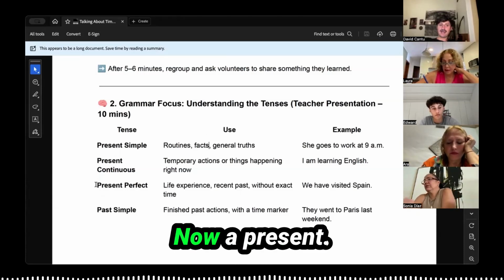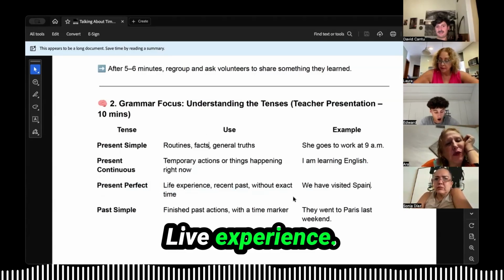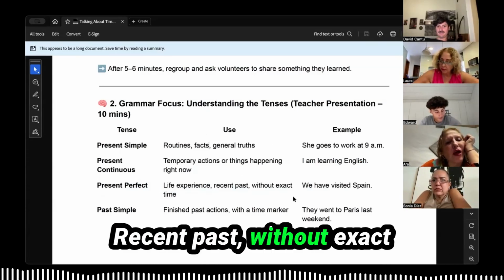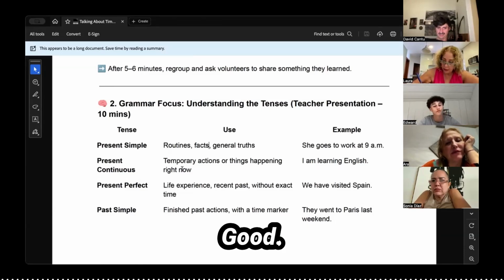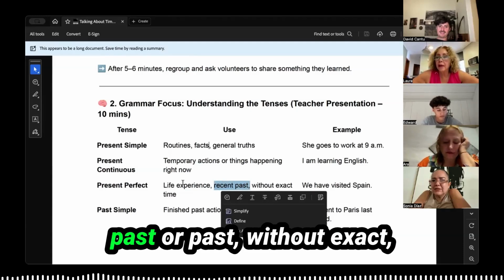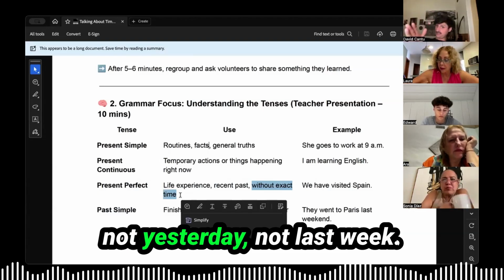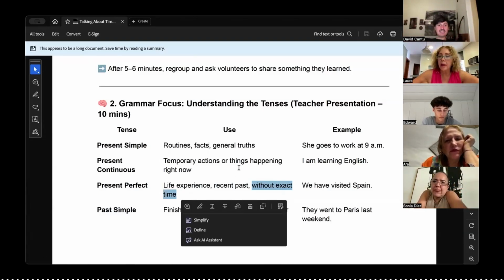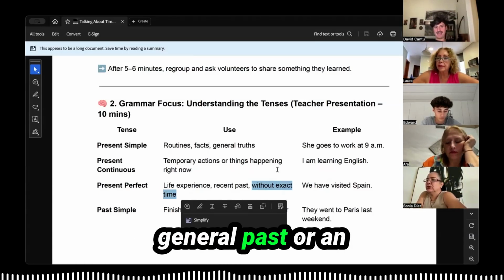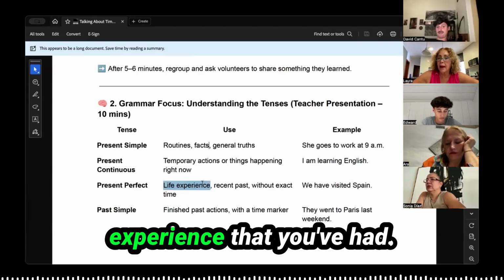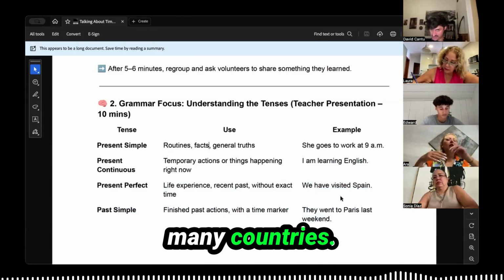Okay, now, Ara, present perfect. Present perfect. Like experience, recent past without exact time. We have visited Spain. Good. So let's think of the recent past or past without exact time, not yesterday, not last week. Not exact, sometime in the past, a general past, or an experience that you've had. We have visited Spain. I have been to many countries.